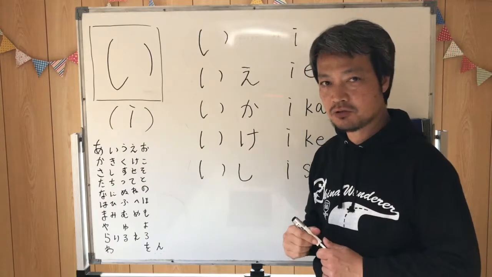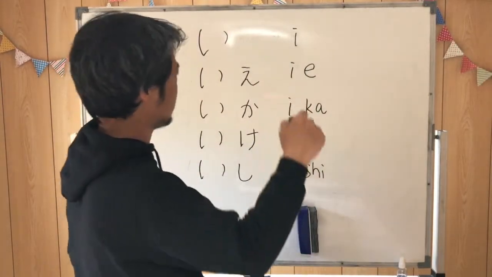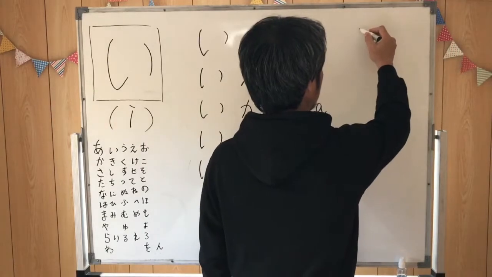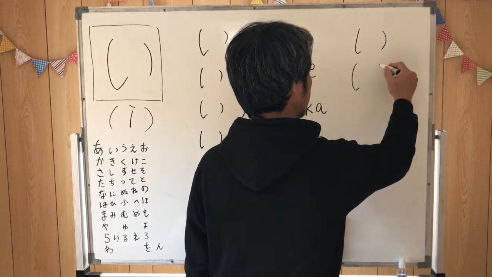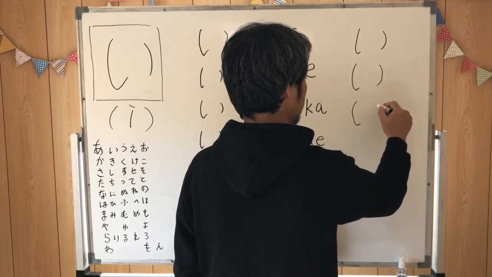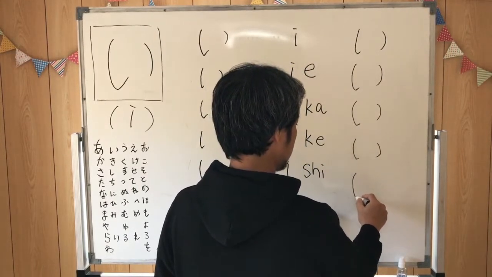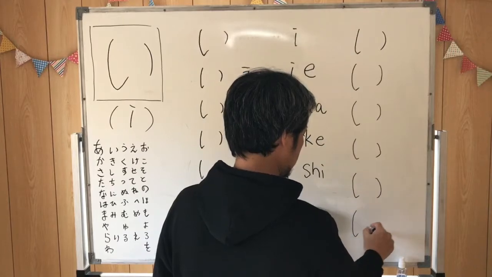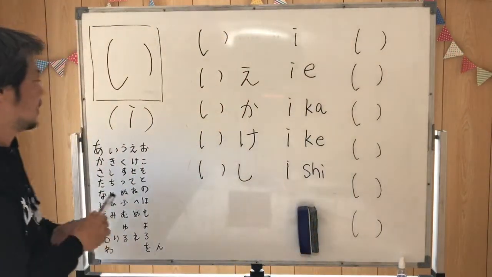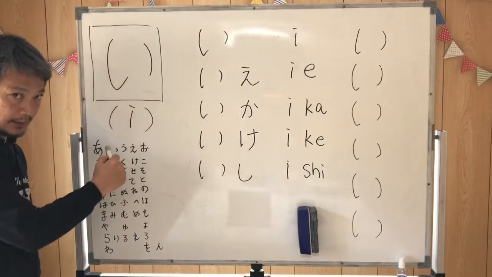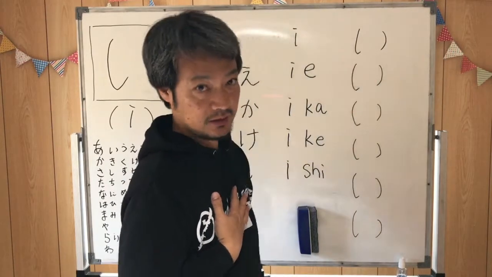Let's practice how to write I first. Very easy. Just two strokes. One, two. Okay, that's I. How to pronounce it: I. My family name, Ikemura. I. Okay.